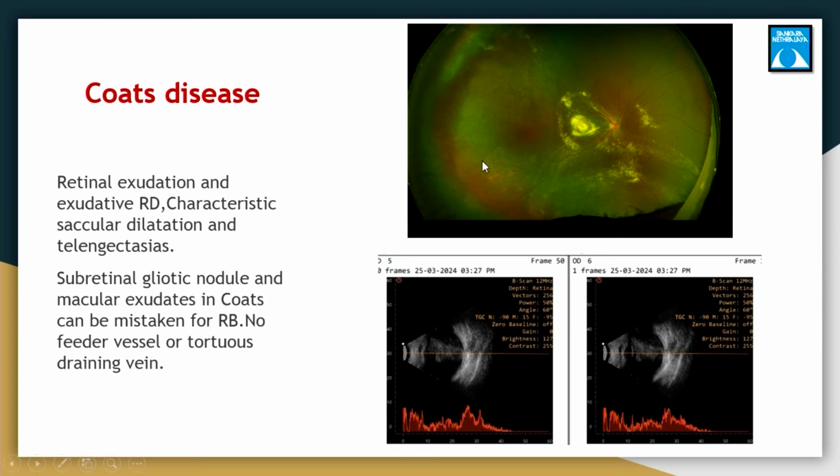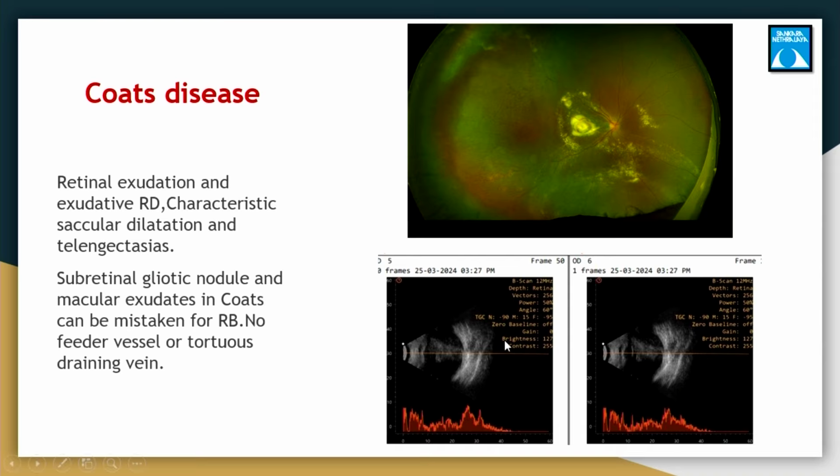In Coats disease, we have the characteristic saccular dilatation and telangiectasias. And on ultrasound, they can also have the subretinal gliotic nodules and macular exudates, which can be seen in Coats disease, which can be mistaken for a retinoblastoma. No, I think this can never be mistaken for retinoblastoma. This is a dense scar under the macula. At this stage, nobody will mistake this with retinoblastoma. Yes, sir. If you've seen one scar, you have seen hundreds. So I don't think at this stage anybody can make a confusion with retinoblastoma.